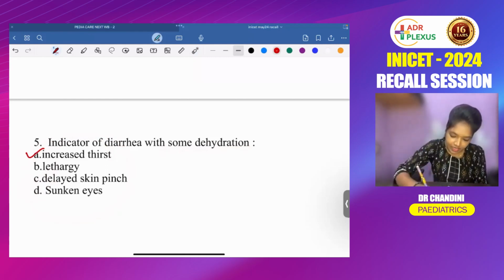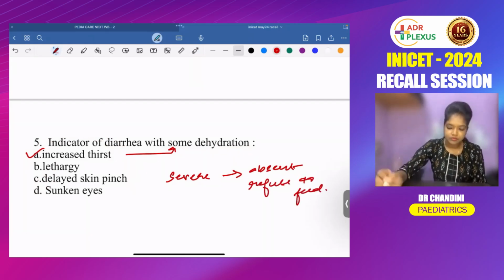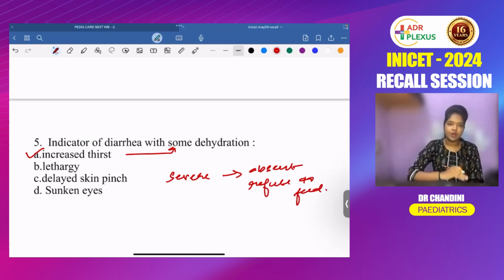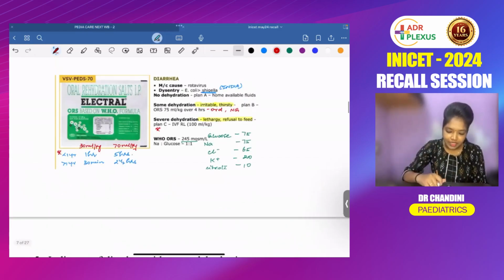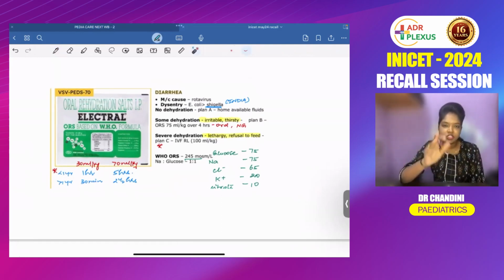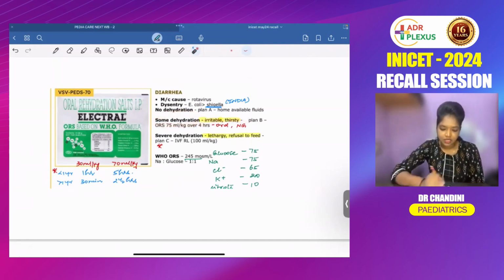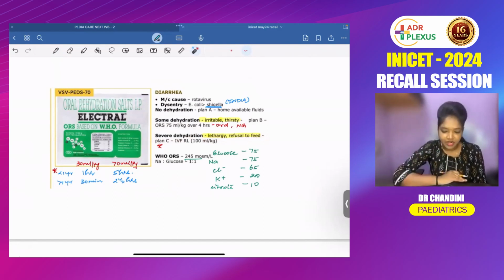Sunken eyes will also be there in both some as well as severe. But in some dehydration, thirst will be increased. In severe dehydration, thirst will be absent. It means the baby will refuse to feed. So that is the differentiating feature of diarrhea with some dehydration and severe dehydration. In the class and also in the VSP, multiple times I have told you, when you have a scenario based on diarrhea and dehydration, only look at two things. One is the mental status, next is the thirst. Some dehydration, baby will be irritable and thirsty. Severe dehydration, baby will be lethargic and the baby will refuse to feed. So these are the key points to identify whether it is some dehydration or severe dehydration.